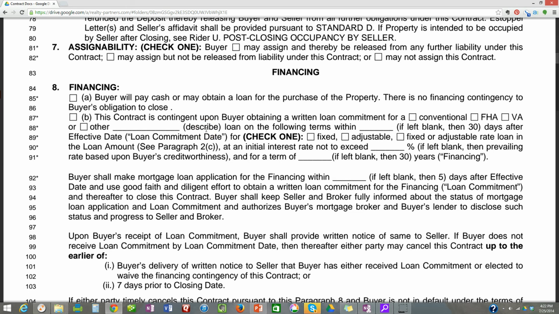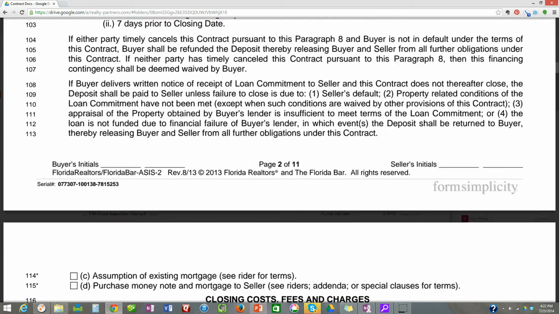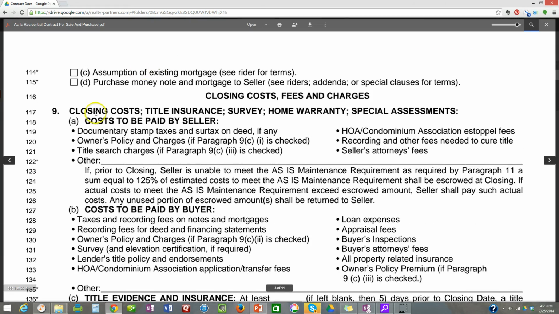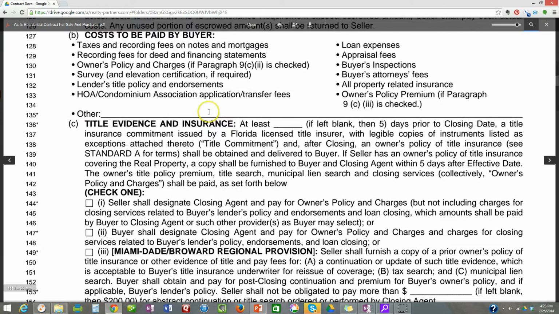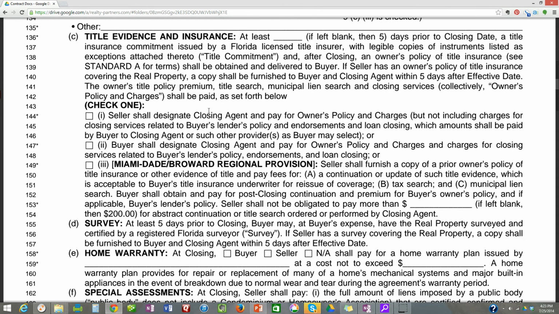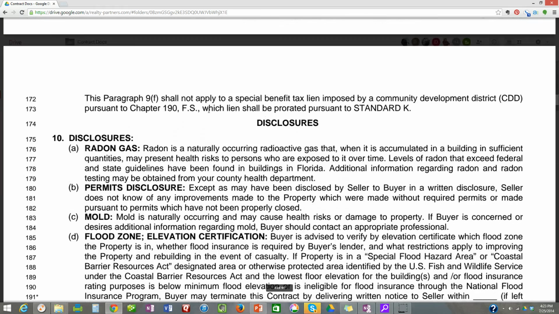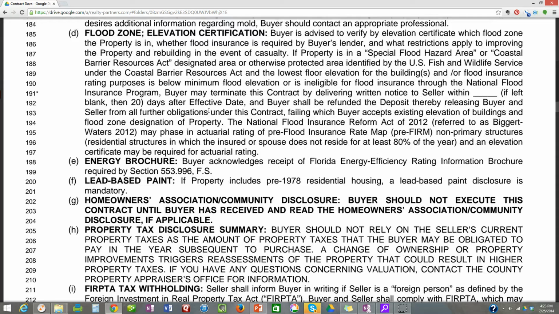Financing. Now, cash here means the buyer can pay cash or get a loan. There's just no financing contingency. All of this stuff, closing costs, who pays for what, is all pretty much the same. There's one key difference, and I'm going to point it out to you in a few minutes, that has to do with some inspections.